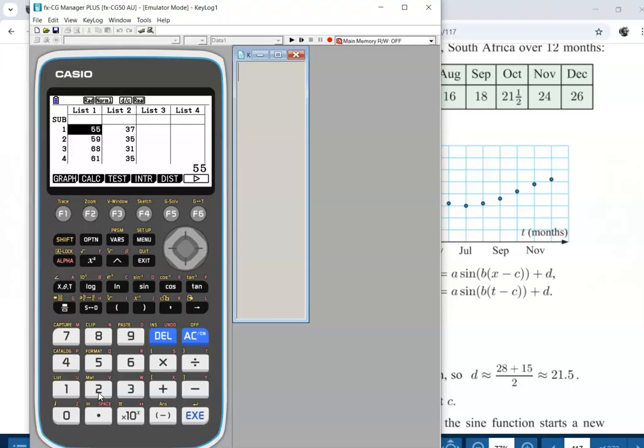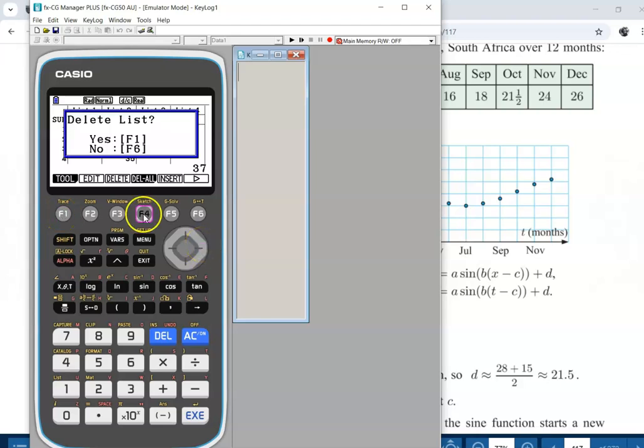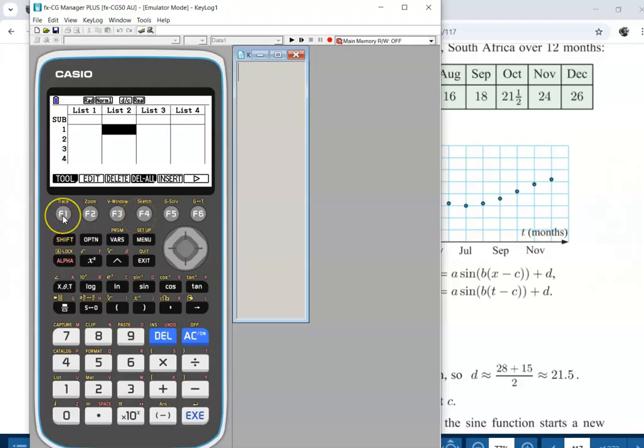Nice. All right, so we go over here. At the bottom, I'm going to use my arrow keys to go more, and then I'm going to say delete all. I have to be in that list. Do I really want to delete it? Yes, F1. I move over my cursor to list 2. I say delete all again.